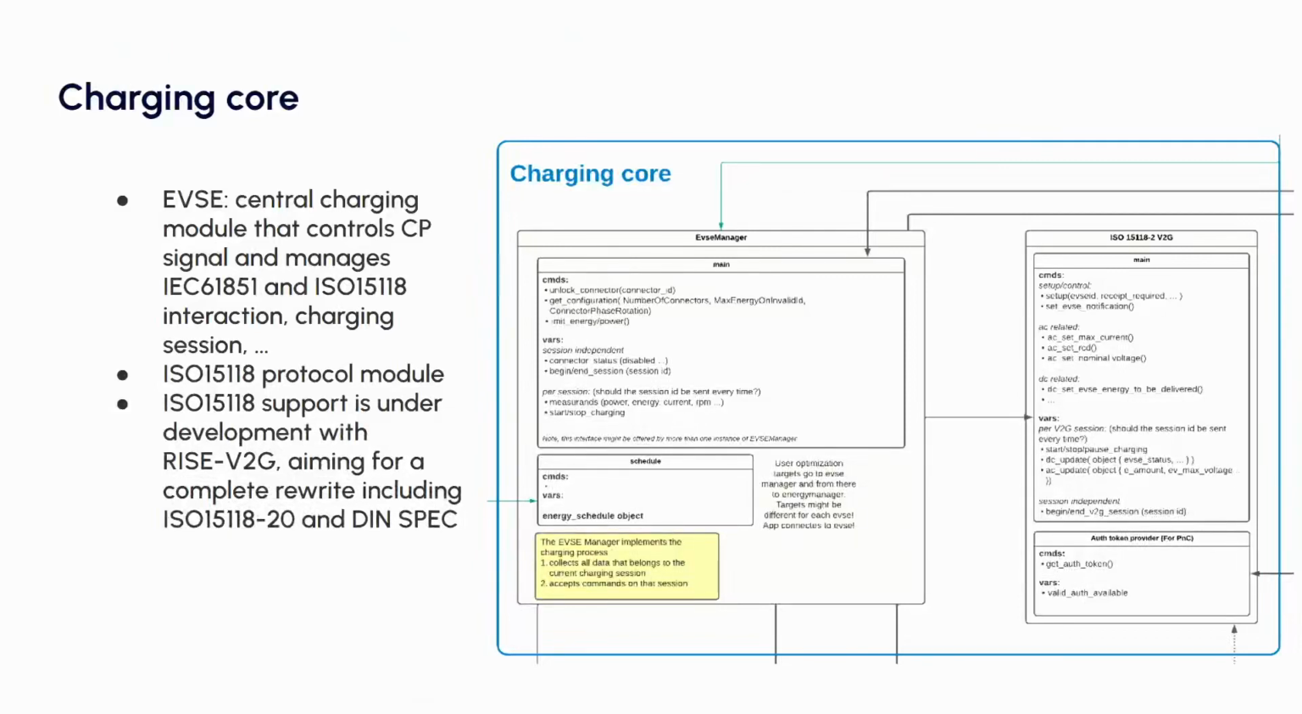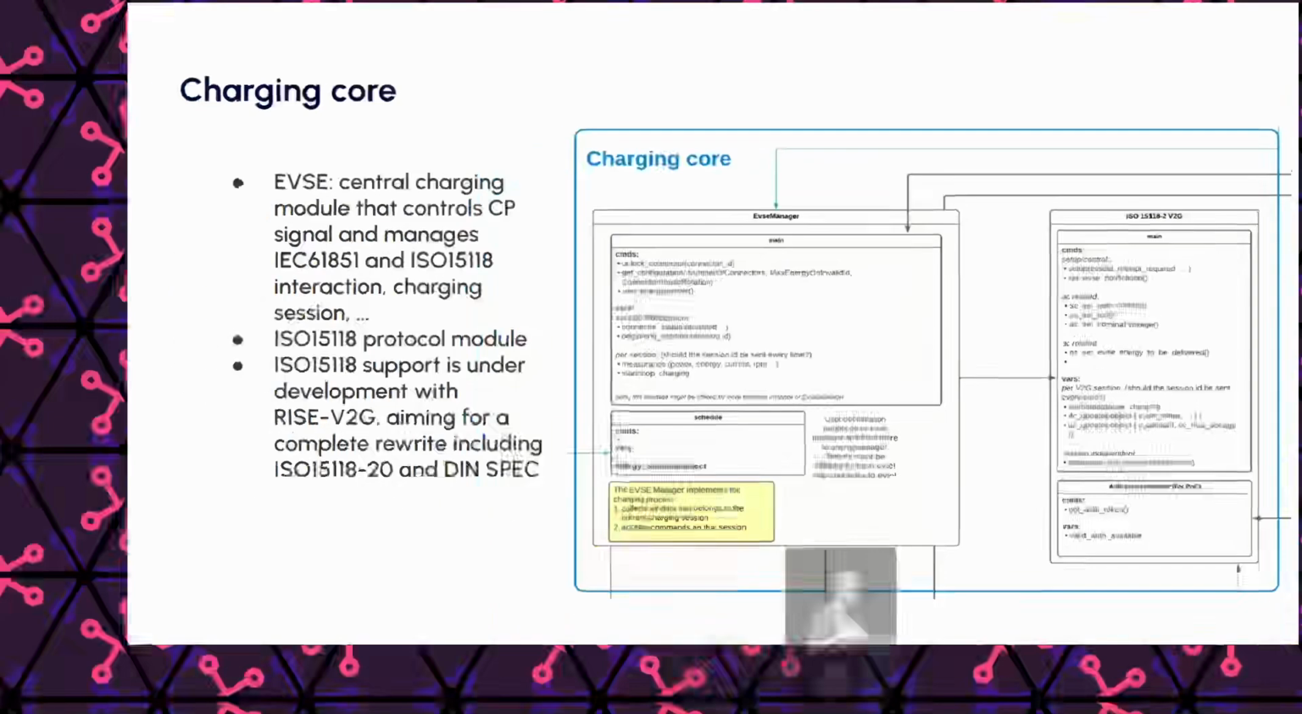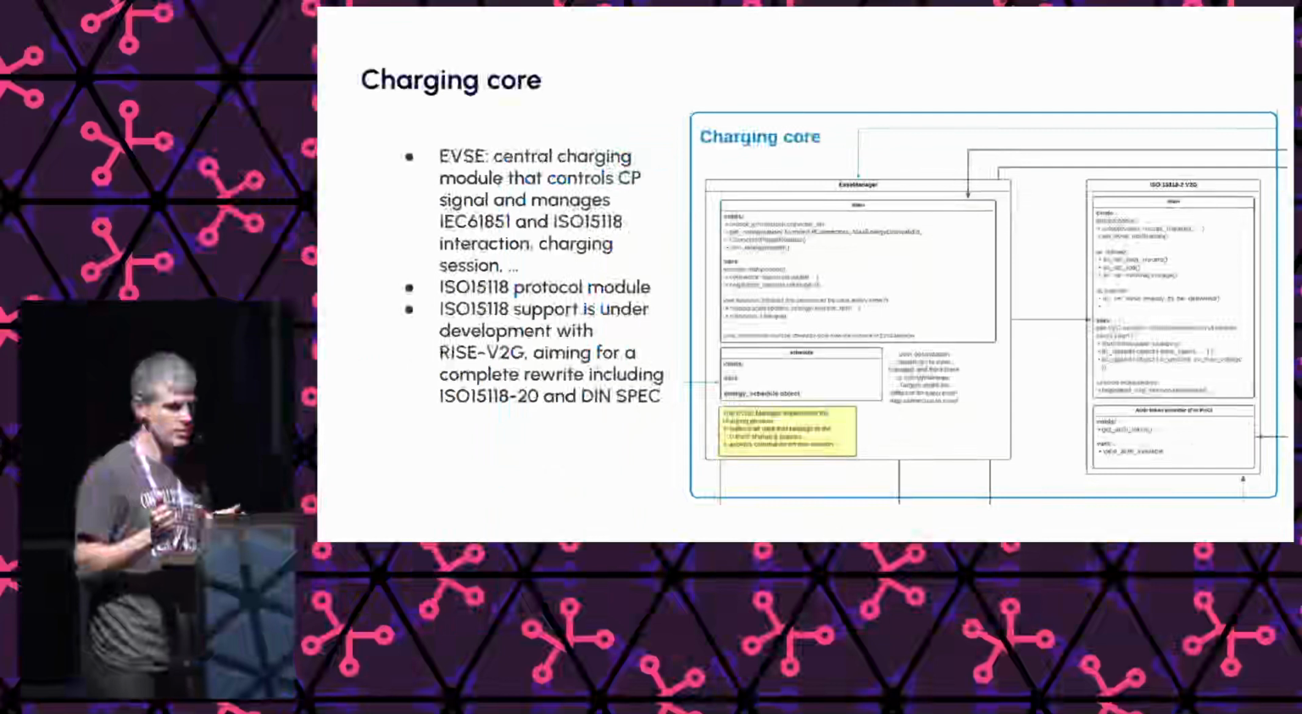What are the typical modules that are inside? So most important, of course, is the charging core. There's one module which we call the EVSE manager. That's essentially the central module that controls one charging port to one car. It also owns the charging session, so it knows when it starts, when it ends, and everything in between, like how many kilowatt hours have been charged and all that.